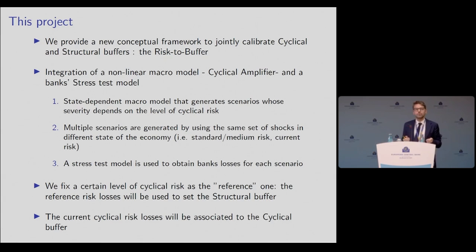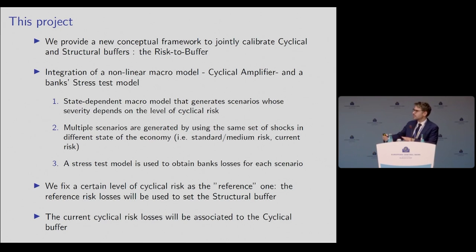Then what we have to do is a policy decision, which is to fix a reference level. We have to fix a level of cyclical risk that we consider as the reference risk, a sort of medium run reference risk for which we can say the losses that we are going to obtain under this risk are going to be covered by the structural buffer.